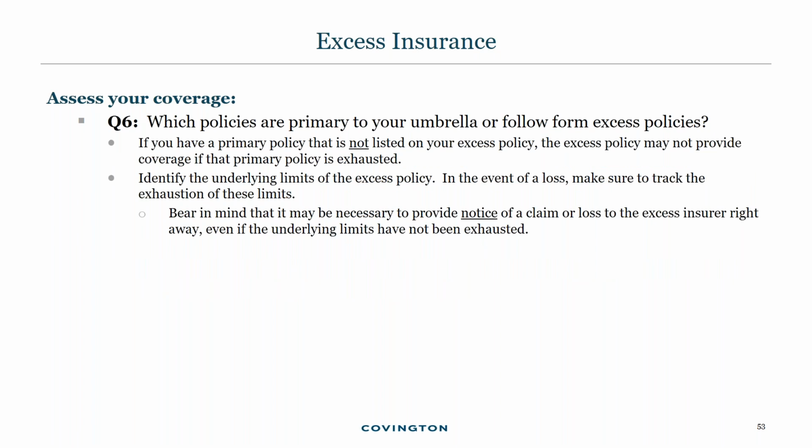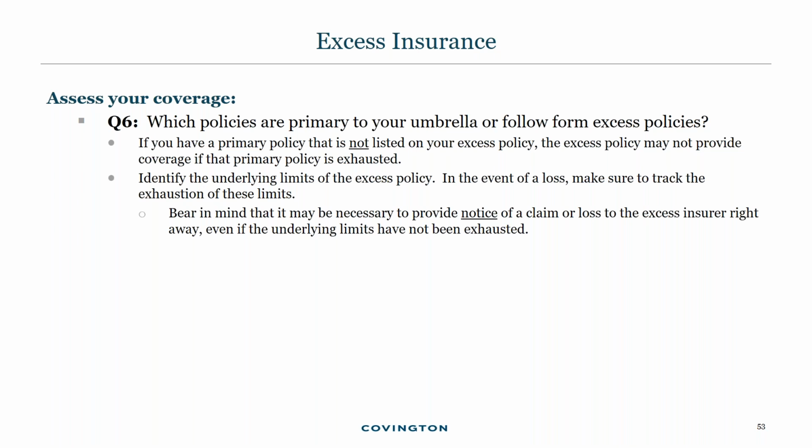Question 6 on the evaluation is, which policies are primary to your umbrella or follow form excess policies? If you have a primary policy that is not listed on your excess policy, the excess policy may not provide coverage if that primary policy is exhausted. So it's very important to look at your excess policies and figure out what is listed and what is not listed. So you want to identify the limits of the excess policy.